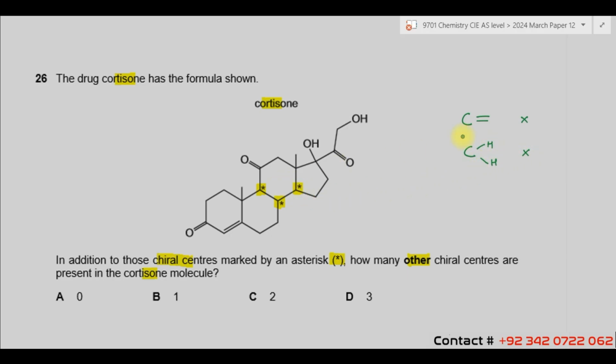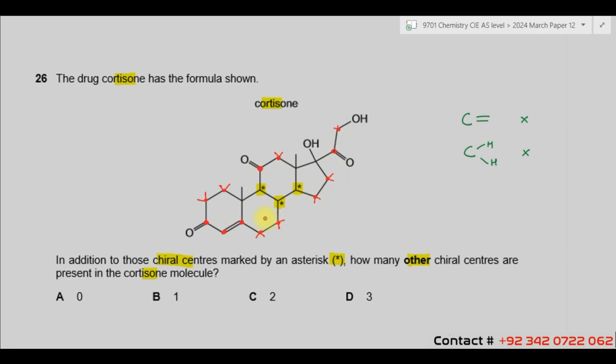So let's see which ones are other than these. Now this carbon is bonded to 2 hydrogens, so not chiral. This is making a double bond, so not chiral. 2 hydrogens, not chiral, 2 hydrogens, not chiral, making a double bond, not chiral, and so on. So these red carbons are not chiral.